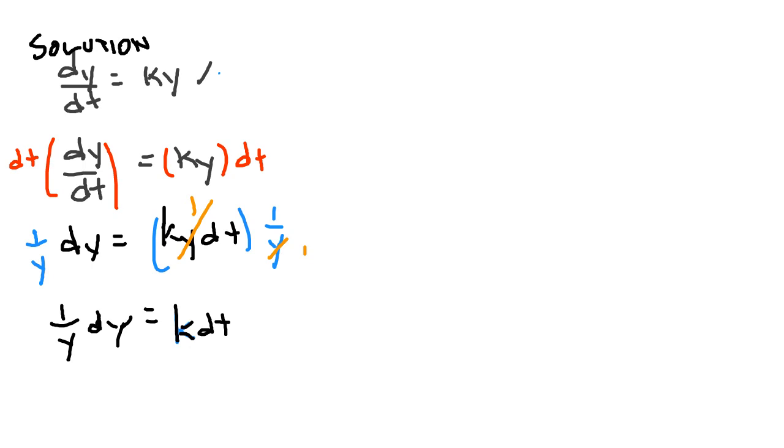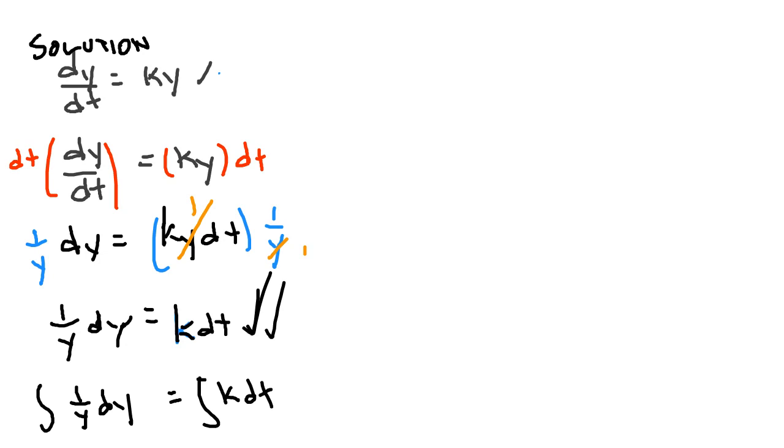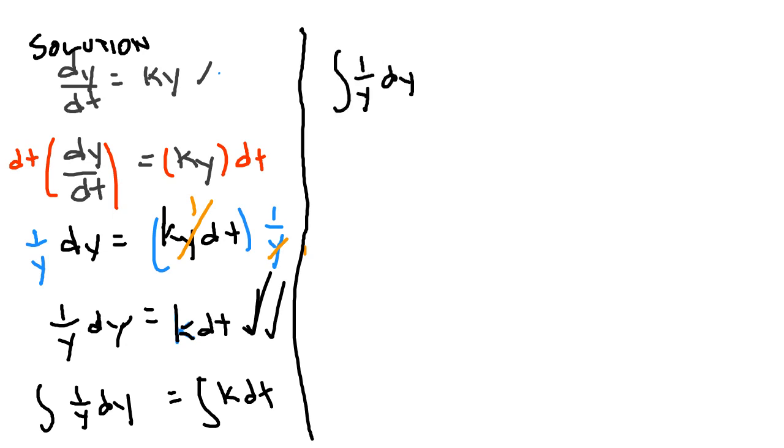And you know, now here we are. We've separated the variables here. What are we going to do to both sides of the equation? Integrate both sides. That's right, Jonathan. We're going to integrate both sides. So let me go up here. We have the integral of 1 over y dy equals the integral of k dt.